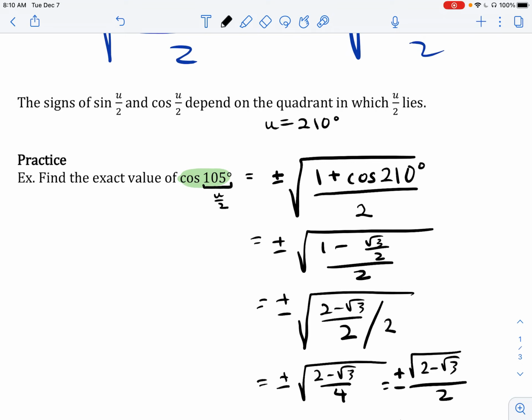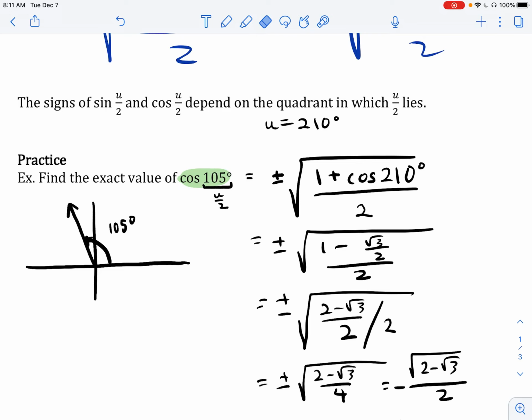That is to say, what quadrant is 105 degrees in? Well, 105 degrees here is in quadrant 2. It's this angle here. This is 105 degrees, roughly. We're in quadrant 2, and in quadrant 2, cosine must be negative. Therefore, we would say that our final answer is negative here.